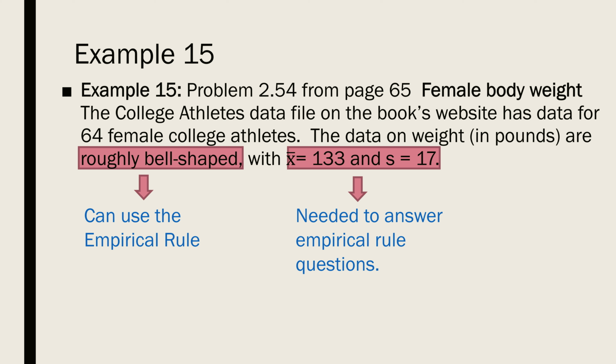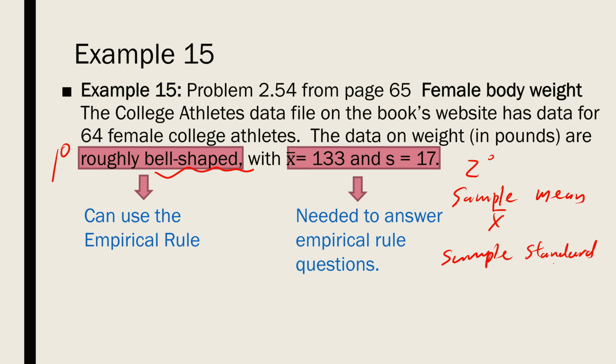In this example, we are going to learn how to use the empirical rule. First, you have to check whether the distribution or the data is roughly bell-shaped. This is the first thing you have to do, whether it is bell-shaped or not. Second, you want to locate the sample mean X bar and the sample standard deviation. These are two key pieces of information you have to locate first.